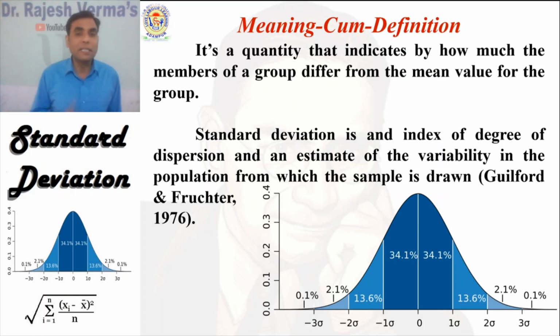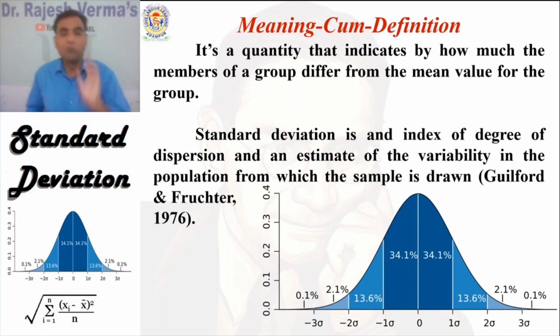So standard deviation indicates the degree of dispersion in a particular data, particular sample or particular population. Whereas, it's an estimate of variability too. Means we can estimate how much variability exists in a particular population or population of interest. So see, the standard deviation has two important components here. It's an index of the degree of dispersion as well as an estimate of variability.